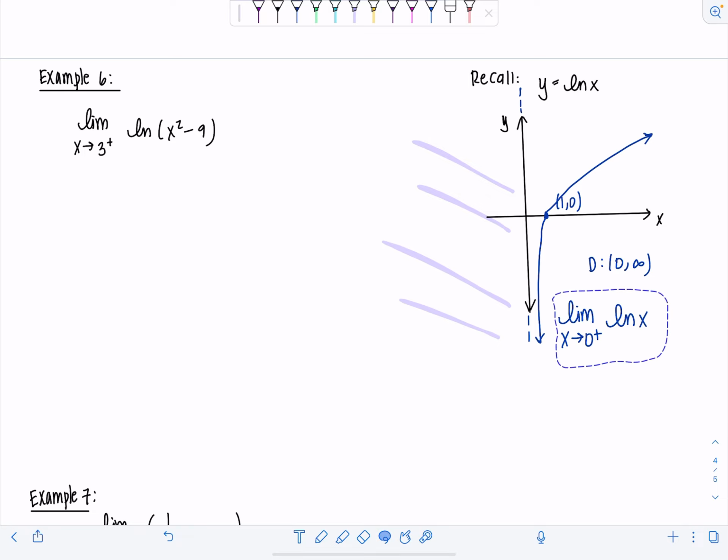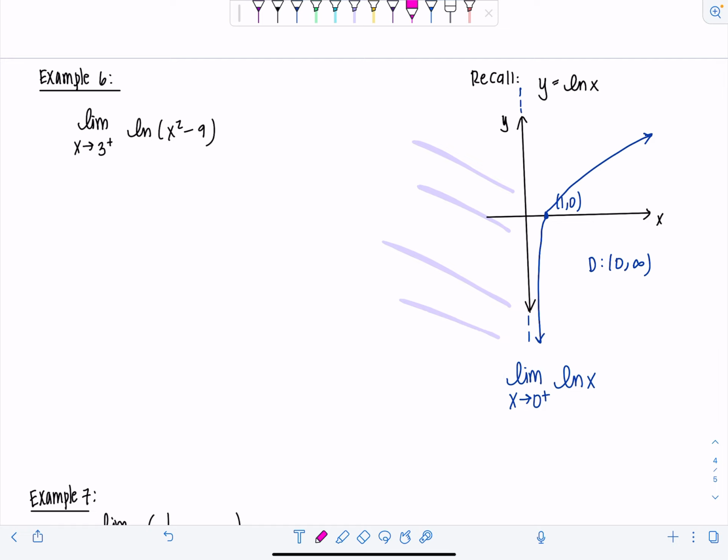Let's figure out what the limit is as x approaches 0 from the right of ln of x. Okay, so we've gone on a stroll. We're walking on ln of x, having a good old time, and we decide to get closer and closer to 0. We're on the right side. Where are we headed, people? That's right, we're going to negative infinity.